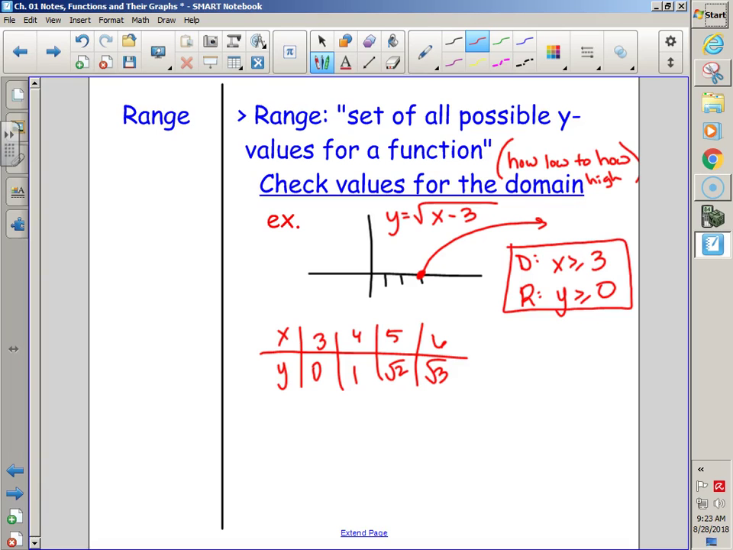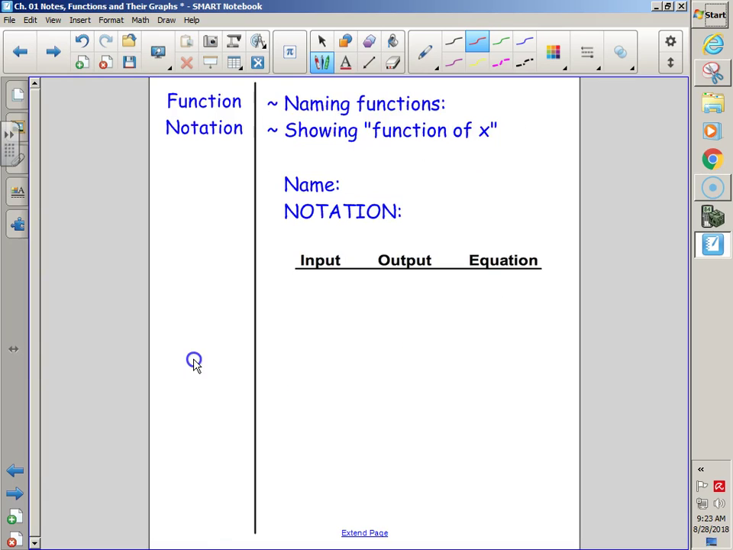So it's okay for you not to be masters at range, but you do need to be able to at least look at a graph and answer the question how low, how high as best you can. And if worst comes to worst and you're stuck on a function, go to your calculator, get a graph, and see if maybe that'll help you out.